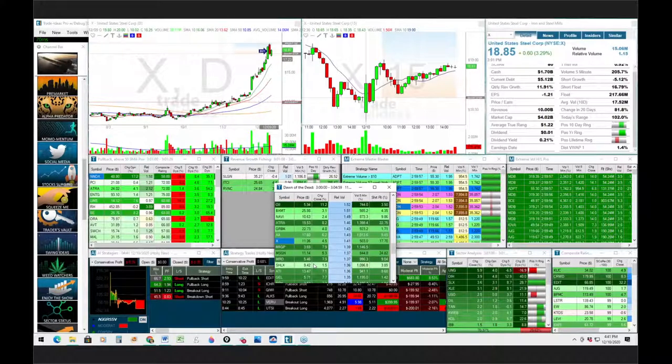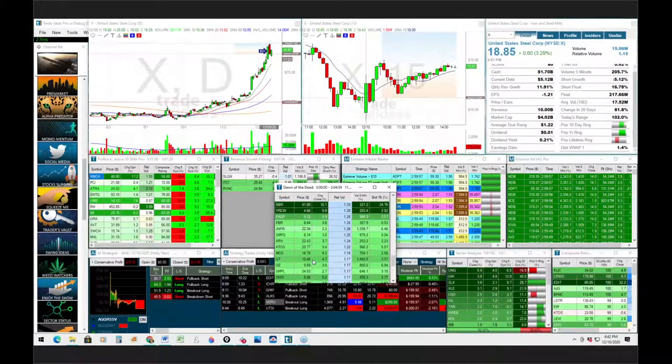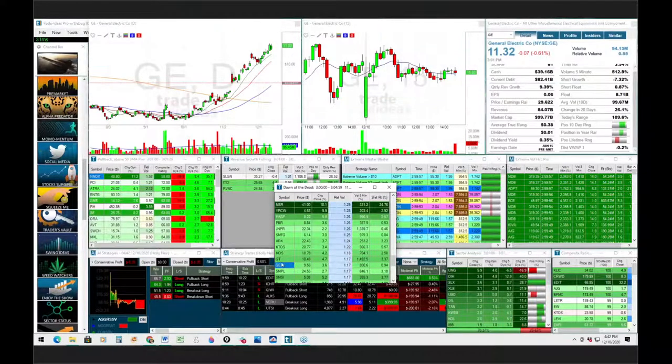Mm-hmm. Let's see what else. I think FCell was in here. GE. Look at GE on this. Just blows my mind. And so, guys, I wanted to bring this to your attention because I think it's something you might want to add to your arsenal. If nothing else, put it down in your taskbar so you can pull it up real quick and take a look. It could be a great scan for the end of the day.